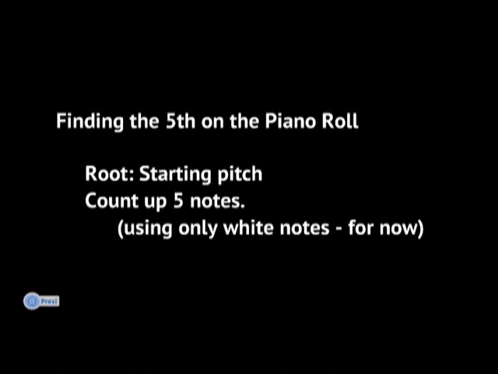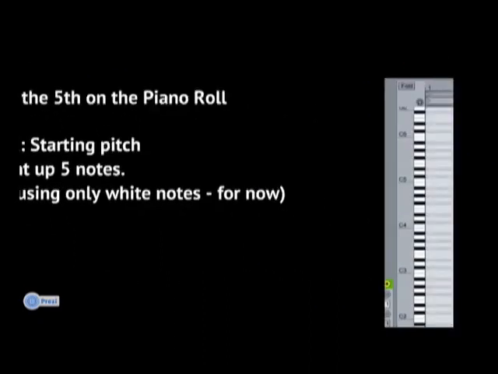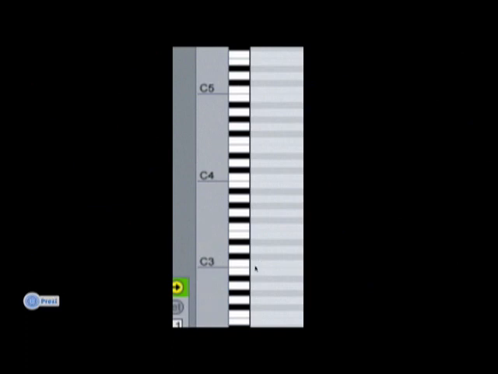It's a little more complicated than that, but let's start off with an easy one, counting up 5 notes, and for now, we're going to only use the white notes. So let's look at our piano roll here. Let's take a C. So here's my C on this line here, right? So if I count up 5 white notes, remember I'm skipping the darker shaded ones or the black notes on our keyboard. So we count C as 1. So this is 2, 3, 4, 5. This is our fifth. And this note is a G.